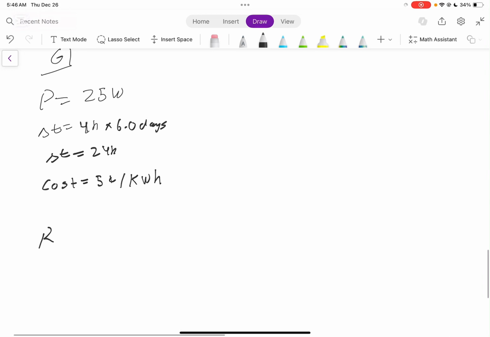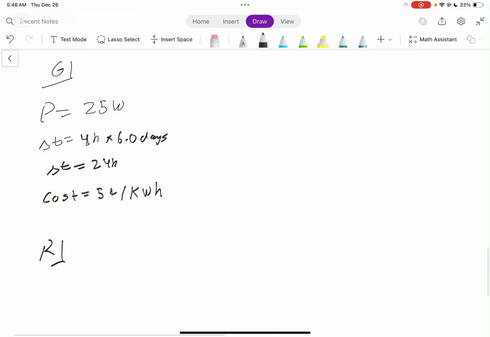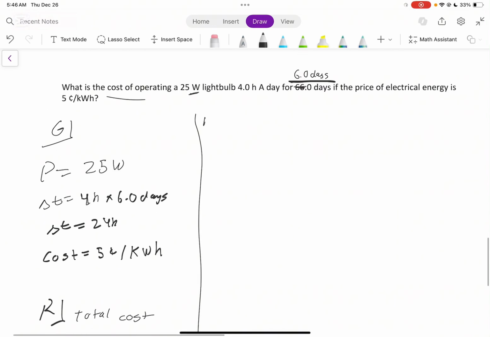So let's go into our required to find. We're looking for really what is the cost, right? So we're looking for what is the total cost over this period of time. So let's go into our analysis.